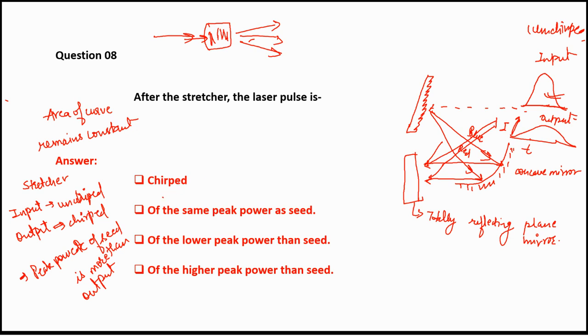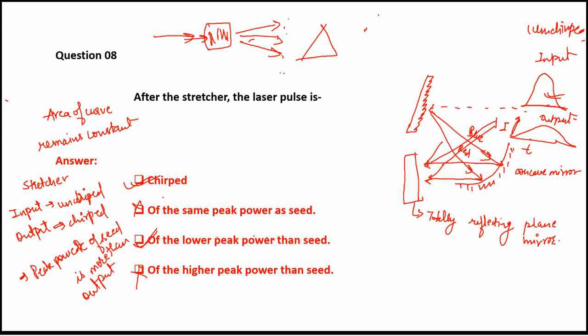So after the stretcher, the laser pulse is chirped. First of all, chirped is the right option. Why? Because it is distributed into different components. The second option, of the same peak power as seed, no. Of the lower peak power than seed, yes. And of the higher peak power, no. This is also the wrong answer. Why? Because the total area remains the same.